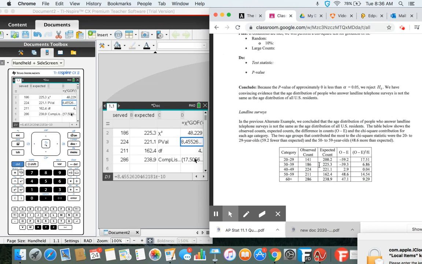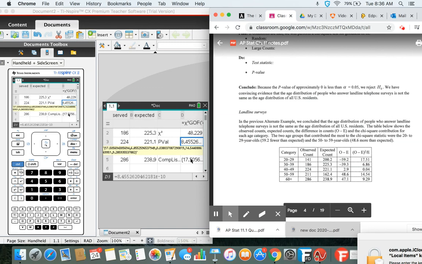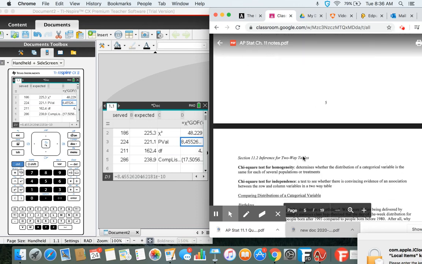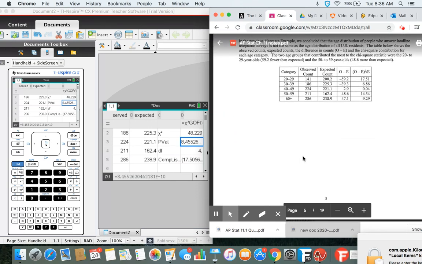So the 2 age groups that contributed the most would be the 2 largest differences, right? Would be those in the 20s and those in their 50s. Why? Because they had the biggest difference between what actually occurred and what we had expected to occur based on our percentages, right? These numbers here that you'll see listed in your notes are the same numbers that the TI Inspire found for us. All right. So what I'd like you to do, guys, this concludes our first section of notes.